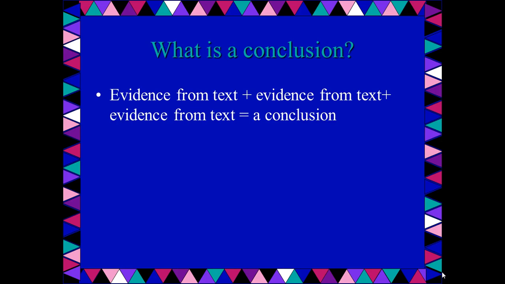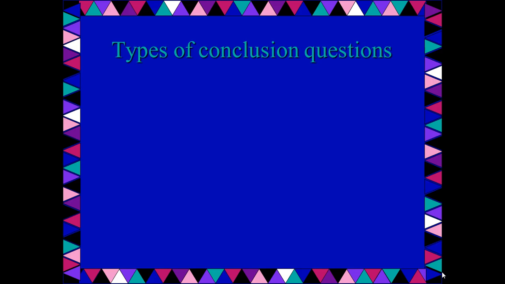What is a conclusion? A conclusion is evidence from text plus evidence from text plus evidence from text. In other words, a conclusion is not a guess. A conclusion is based completely on evidence. Inference is based on what you see plus what your background knowledge is. So you can basically say an inference is kind of like making a logical guess. A conclusion is all based on evidence.